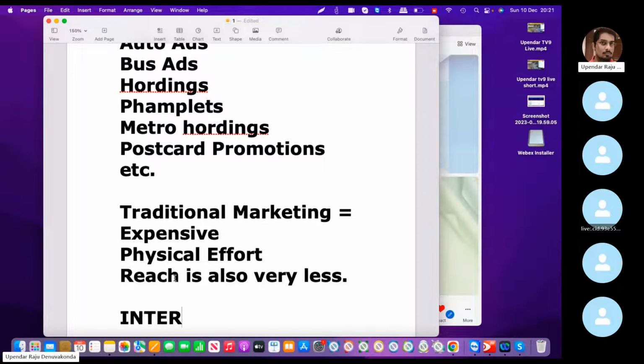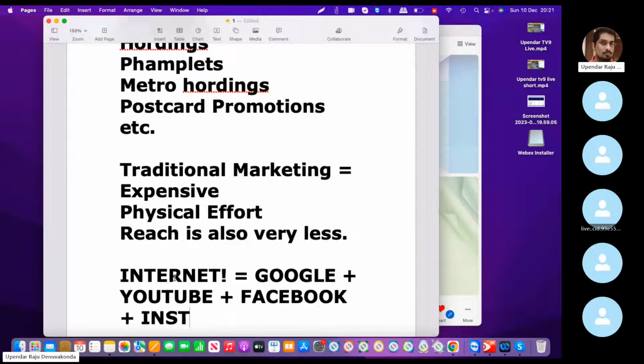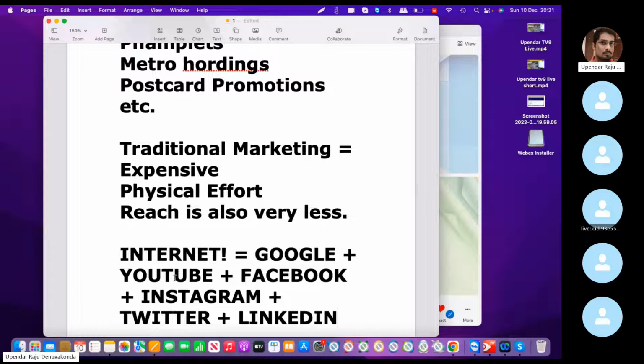After 2010 and 2012, people started using something called the internet. With this internet storm, whenever I say internet, there is the Google search engine, YouTube, Facebook, Instagram, Twitter, and LinkedIn got famous these days. But before 2013 and 14, internet meant Google, YouTube, Facebook, and Instagram.